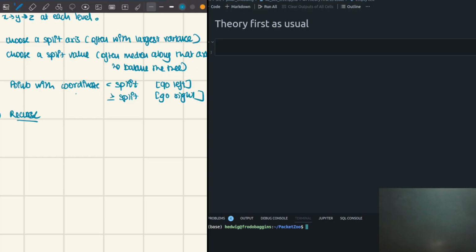Suppose our target point is 9, 4, and our goal is to find its nearest neighbor. So we walk down the tree and keep calculating the shortest distance found so far.